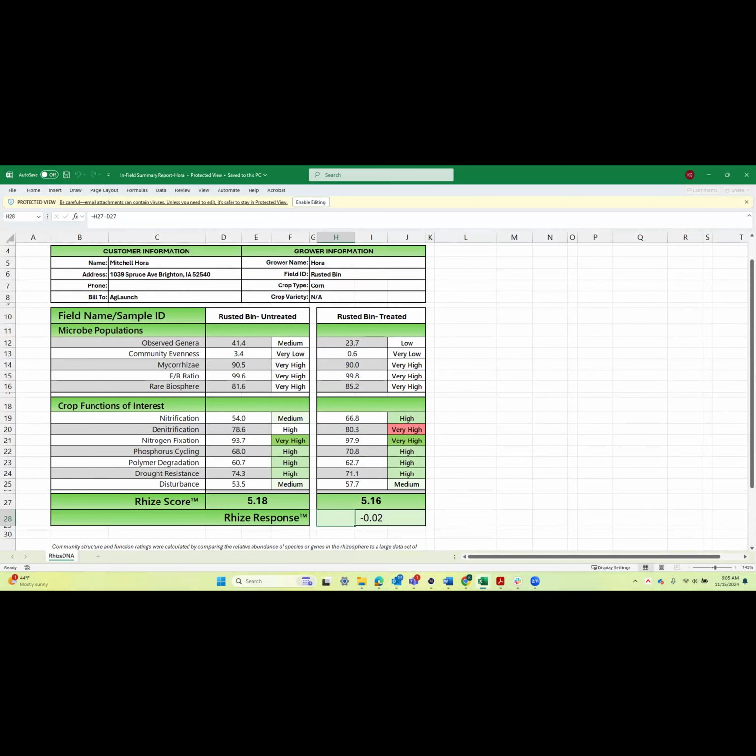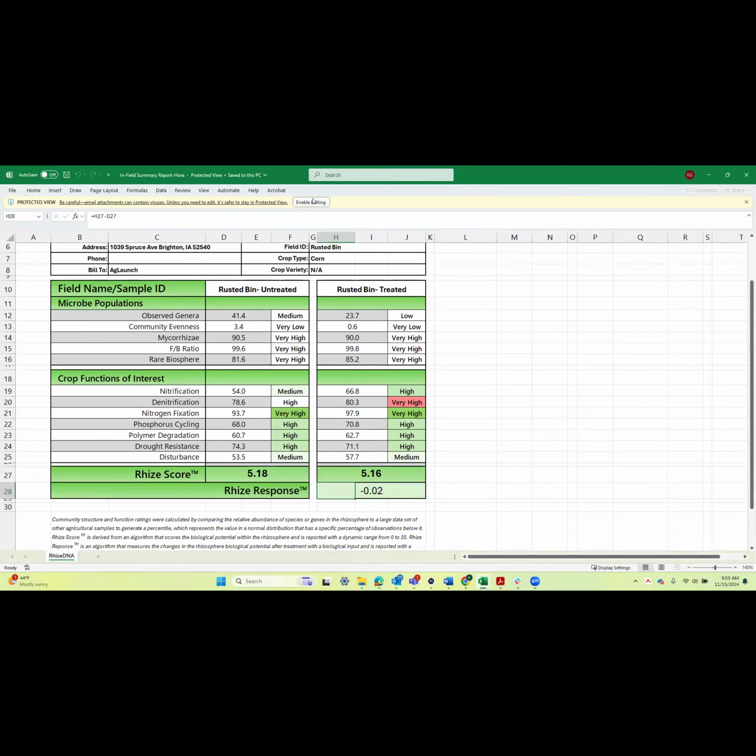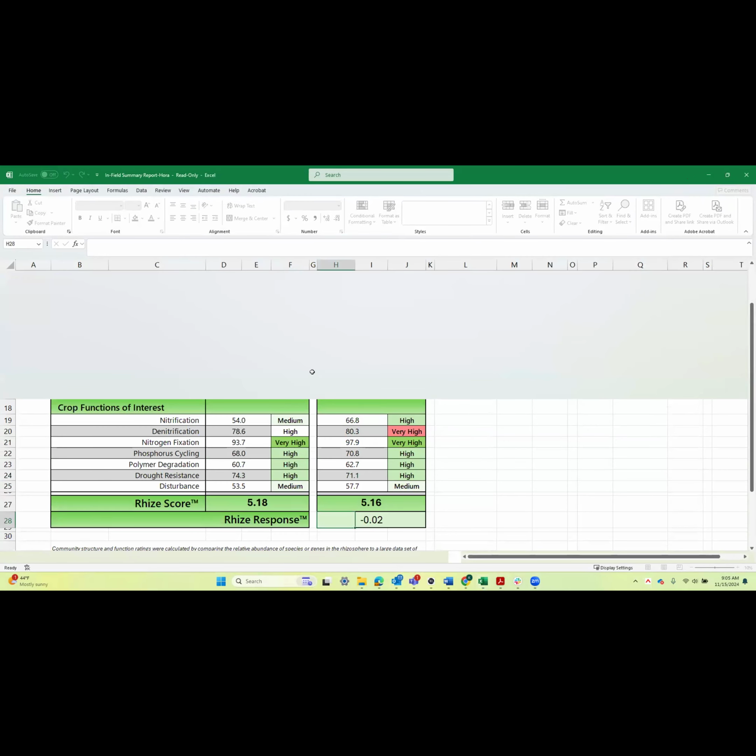Let's see, make sure my screen is working right. So this was Mitchell Horacefield. I don't know why my formatting isn't working here. My computer's working pretty hard this morning.